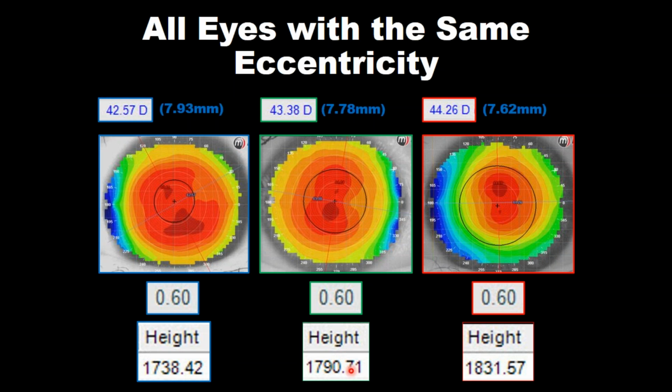The depth of the eye increases to 1790. So that's a difference of 52 microns higher in height by just a central radius that's steeper, only 0.15 millimeters. If we were to go steeper still, about 0.16 millimeters steeper, now the height is increased another 41 microns higher. So going from 1738 to 1790, that's 52 microns, or going from 1790 to 1831, that's 41 microns.